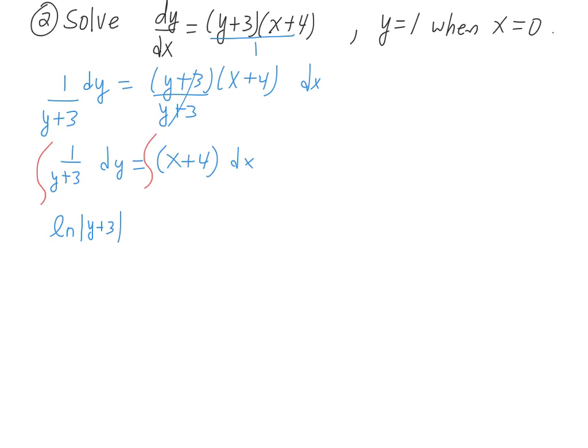And remember too that there's a linear inner function here. Its derivative would be 1, so we don't have to worry about reversing our chain rule, okay, since it's just 1. On my other side here, when I integrate x plus 4, I'm going to get 1/2 x squared plus 4x plus c.